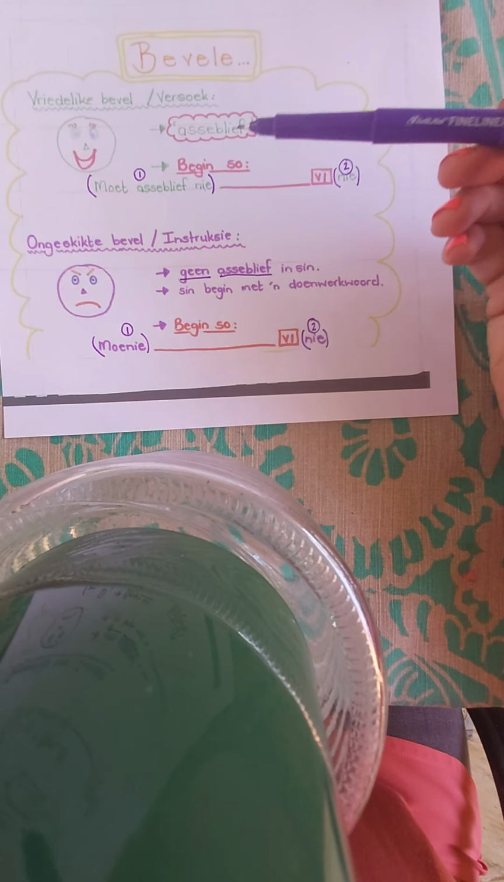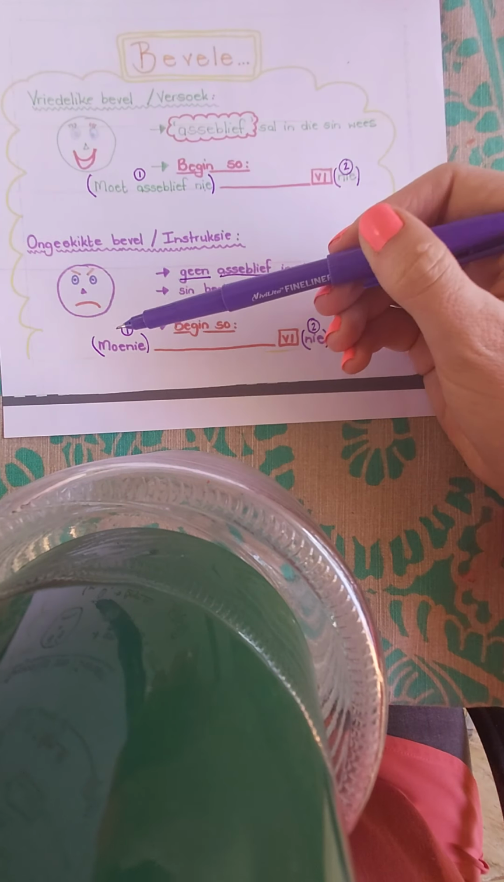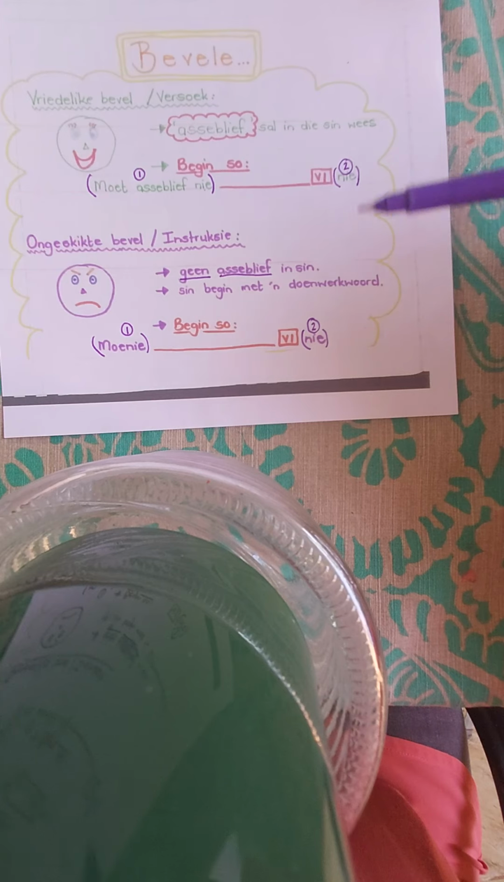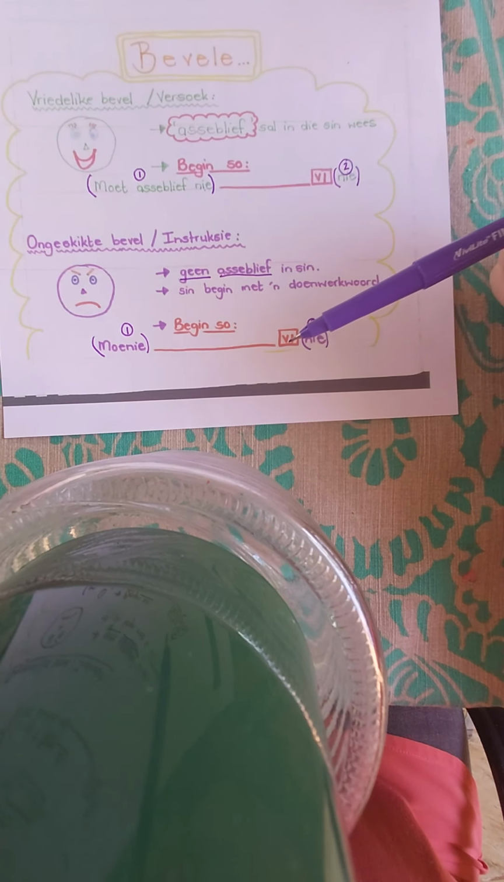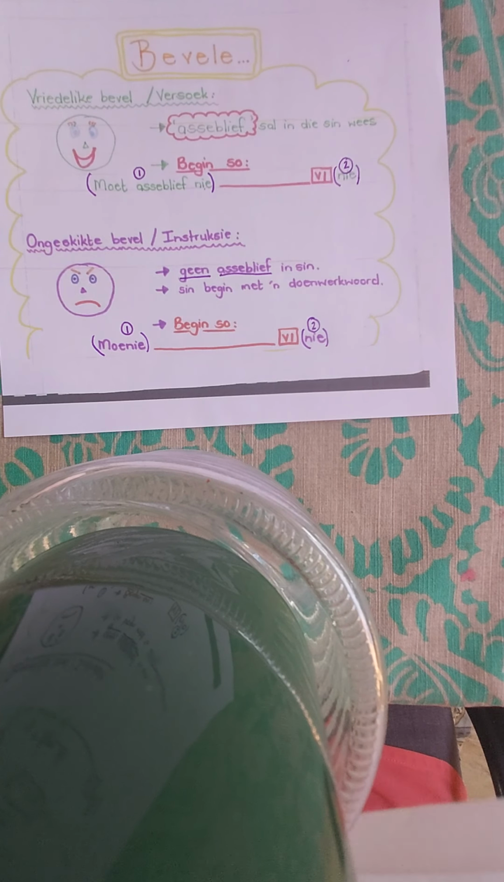The thing that you need to remember is that they count as my 1 and my 2 negatives here and my 1 and 2 negatives there. And that my verb always moves to the end. But this is only for the demands. So, let's have a look at some examples.